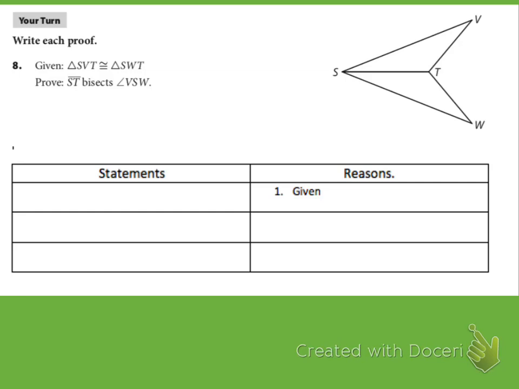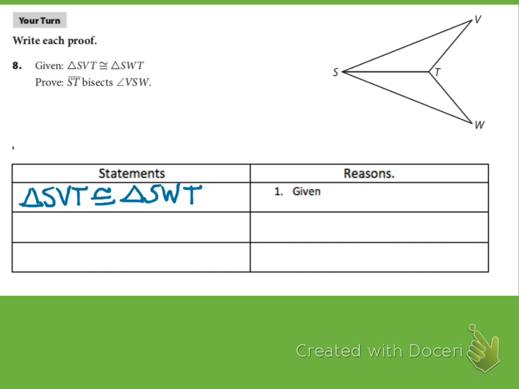Okay, let's look at another one. Now this time we're not given any statements at all and only given one reason, and that was the given. Of course, that's the easy one. So now we're going to see if we can author our own. So first of all, the given. They said that triangle SVT is congruent to triangle SWT.